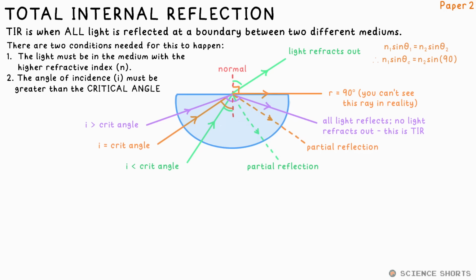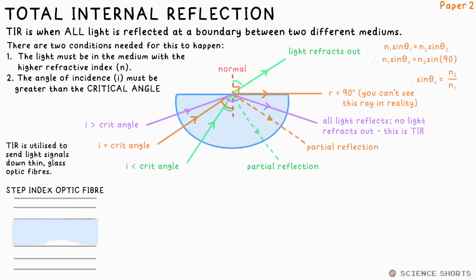Want to calculate the critical angle? Well, you can start with Snell's law. You call theta 1 theta c instead, make n2 1, and we end up with sine theta c equals n2 over n1. This, incidentally, is how optic fibers or fiber optics work.